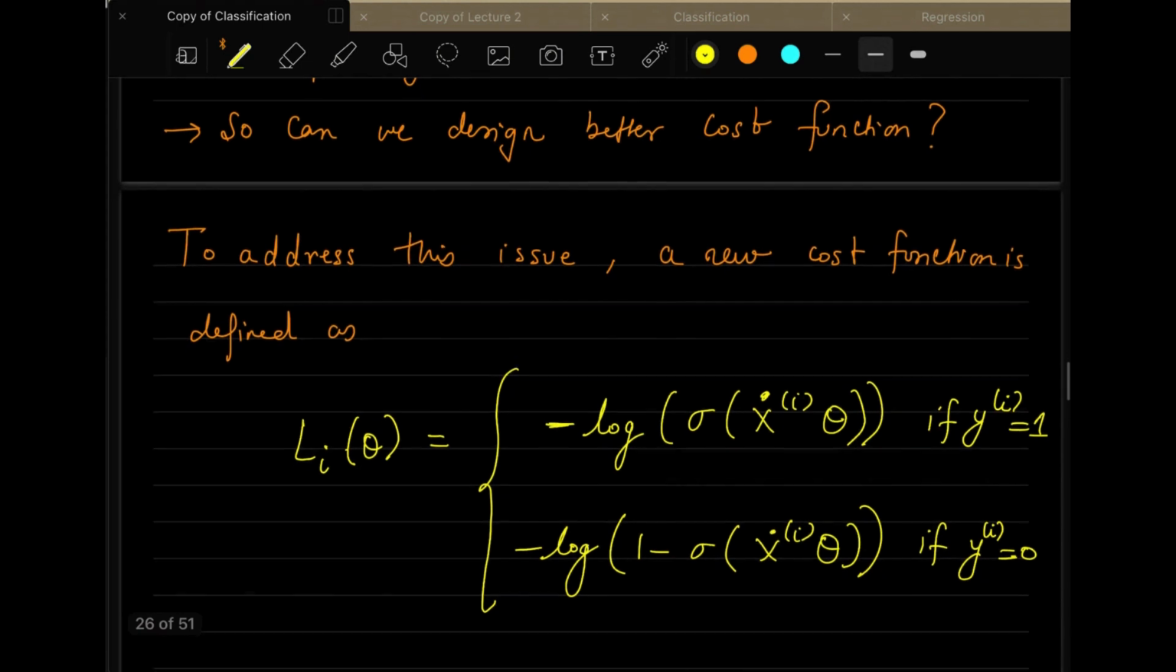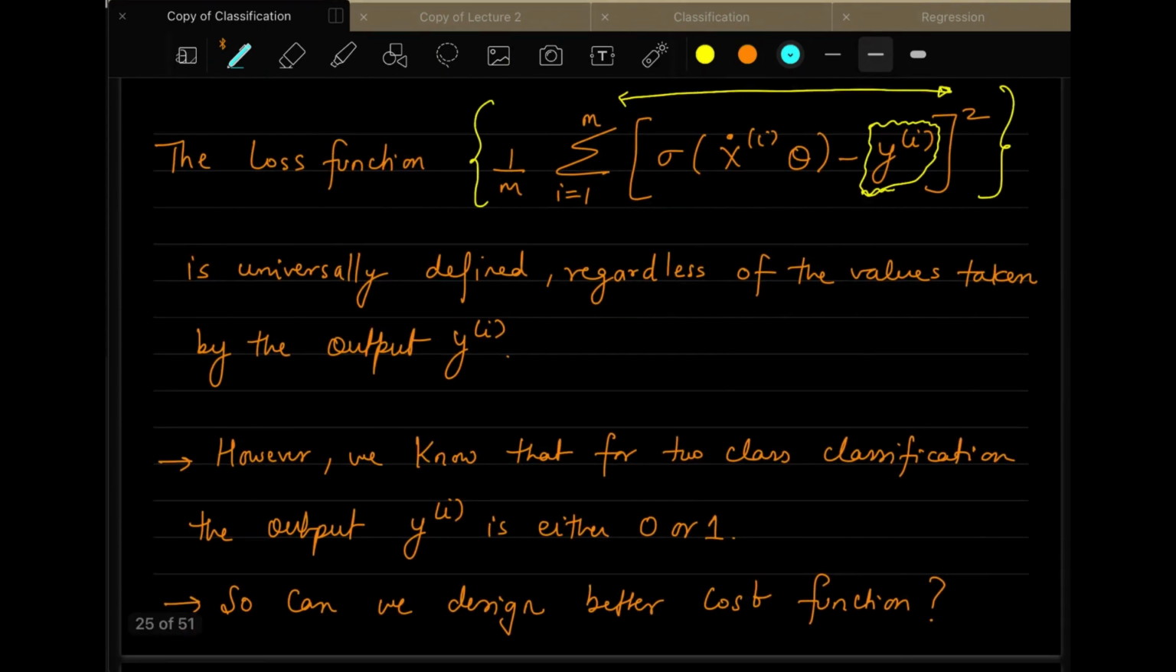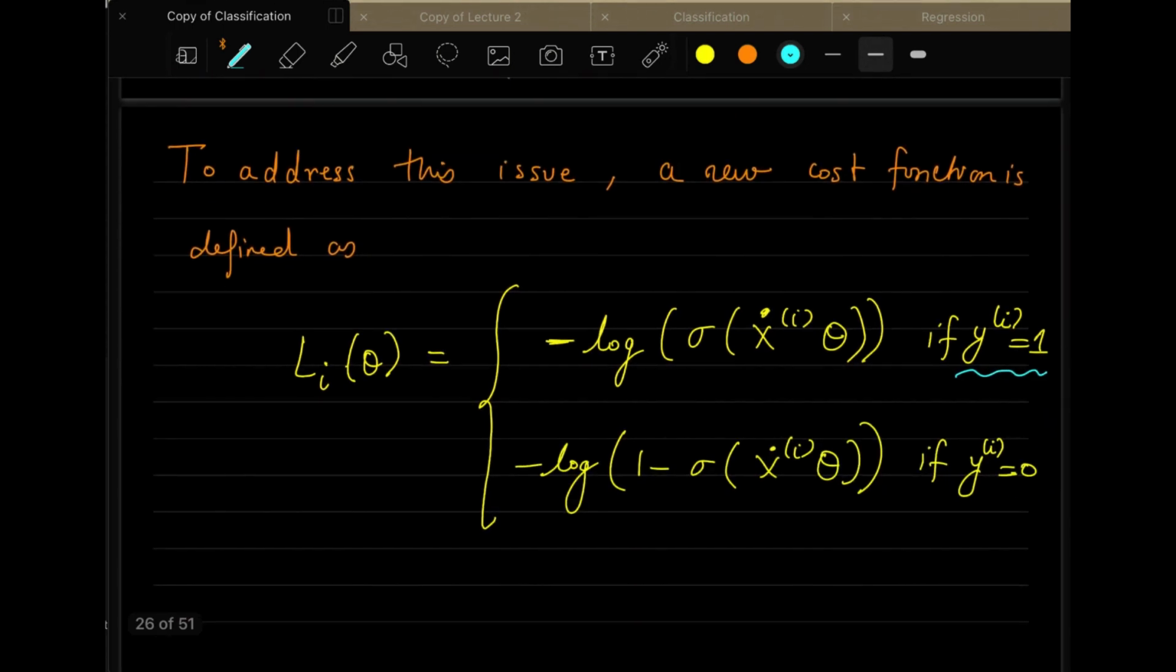If you observe this here, it's a cost function which is basically divided into two parts. One is when yi is equal to 1. As I told you, our yi in the earlier case was ranging from any value to any value. So we are trying to come up with a cost function which is defined only for two values. That's why we have these two cases. One is when yi is 1, another case is when yi is 0.